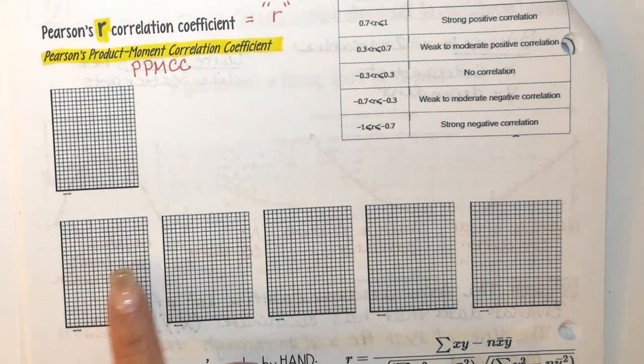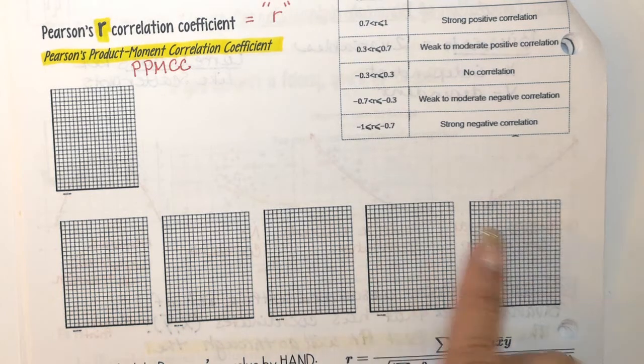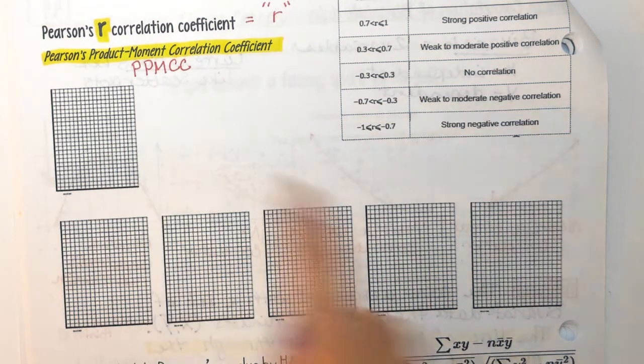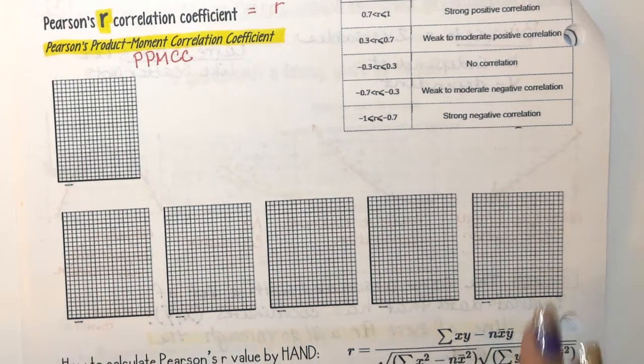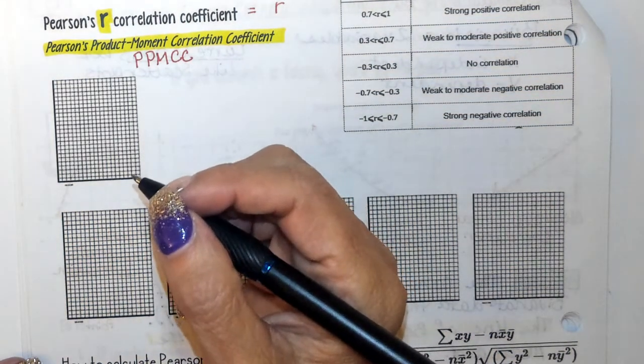I did, let's see, 1, 2, 3, 4, 5. I don't know what this one was. I'll come back to that one. I was looking on my notes to see what I did. I think I was doing a, let's just say this.